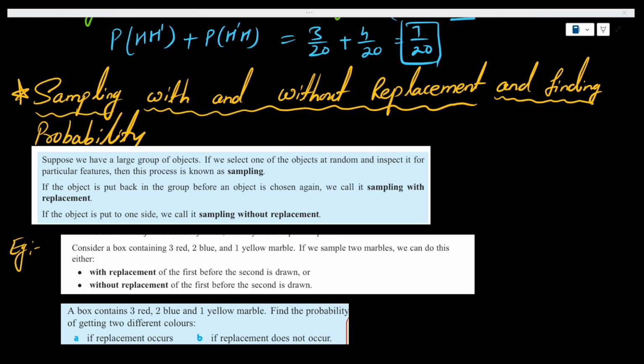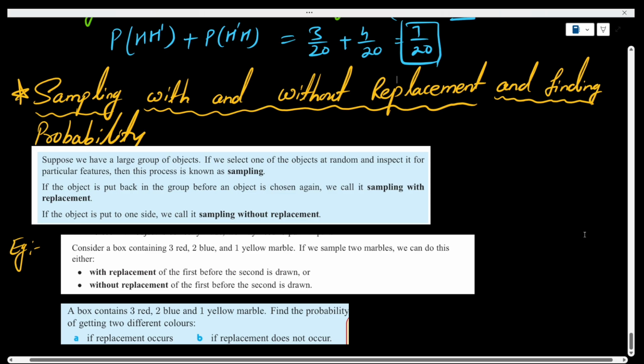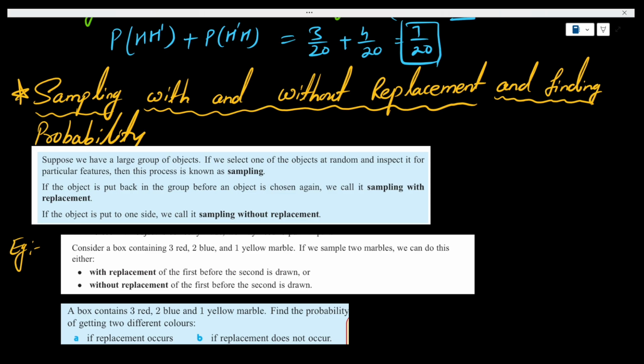Now, till now you were seeing every event was an independent event. So, what is the meaning of independent event? That means the outcome of the first event does not impact the outcome of the second event. So, let us see how we draw the tree diagram with and without replacement. Because once you draw the correct tree diagram, it's very easy to find the probability.